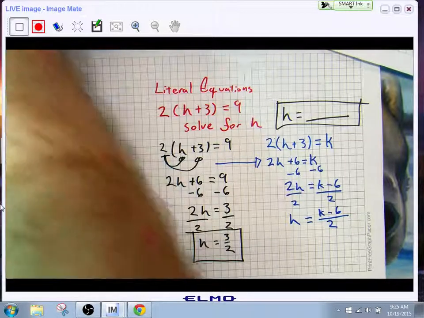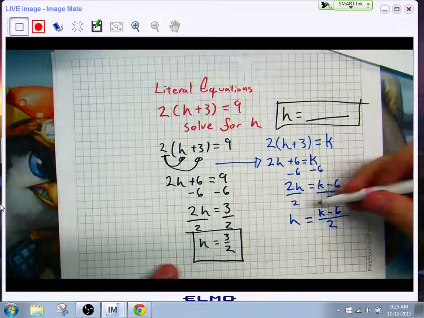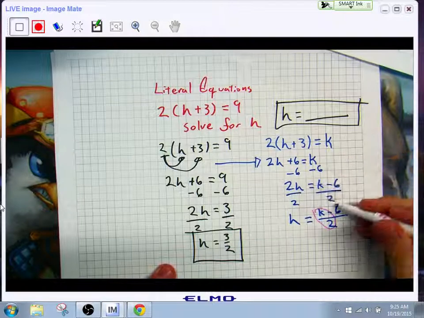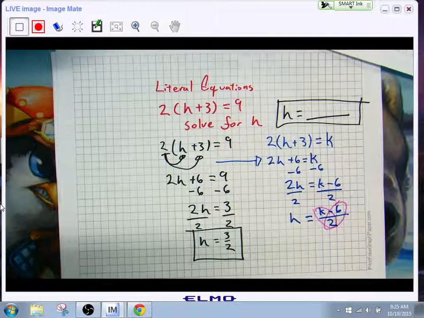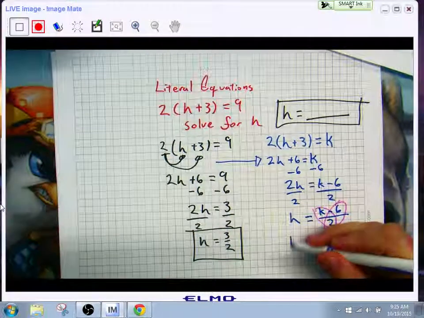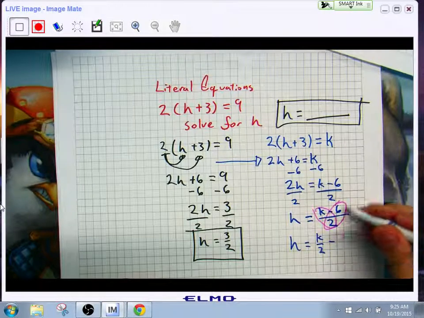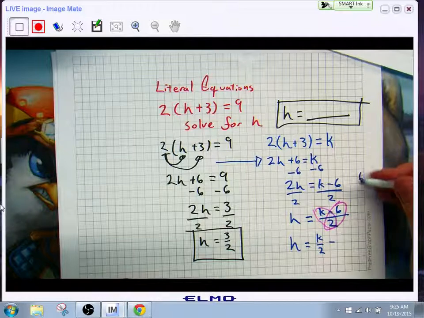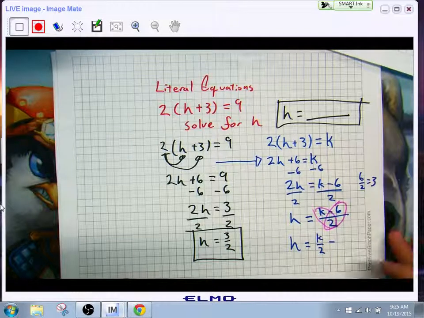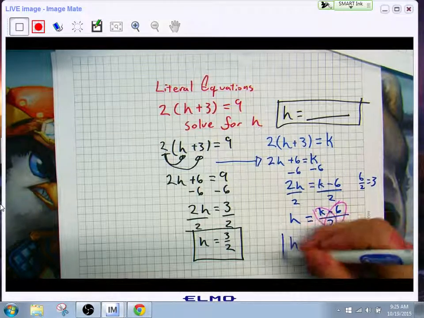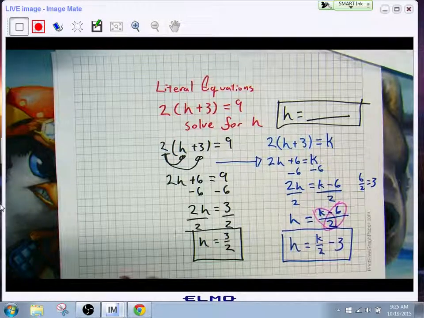And then we can go ahead and do our reducing right here. We can reduce this down, and we can reduce this down. So that h equals k divided by 2 minus 6 divided by 2. And I know 6 divided by 2 is just going to be 3. Minus 3. And so that becomes our answer.